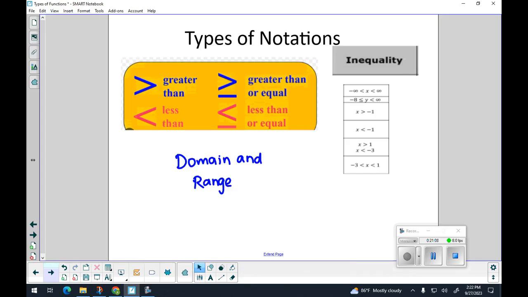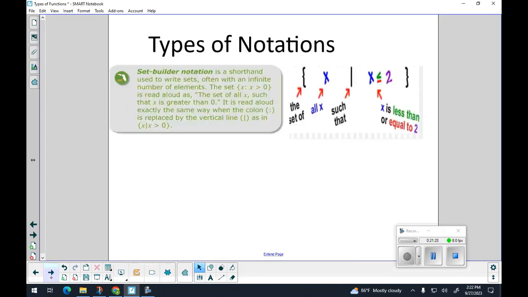So go ahead and write these down. And the examples I put on the side as well, so that you can see how some things are going to be written for domain and range. Okay, so this type of notation is called the set builder notation, and it says the set of all x values such that x is less than or equal to 2 is an example. So that's how you read that out loud. Go ahead and pause the video and start writing that down.